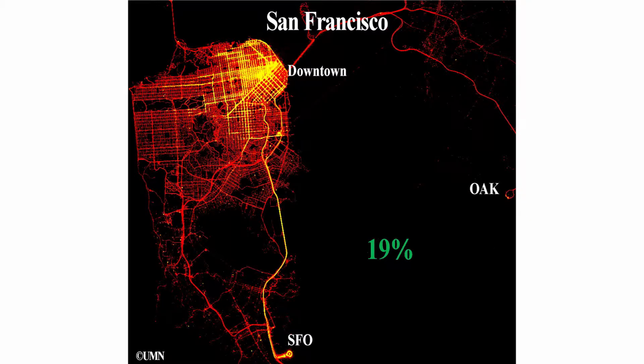So the second city is San Francisco. We can see there's a bunch of ride-sharing opportunity at downtown San Francisco to SFO, and some people also go to OAK, which is the airport in Oakland. And in terms of numbers, we can reduce the mileage by 19%.